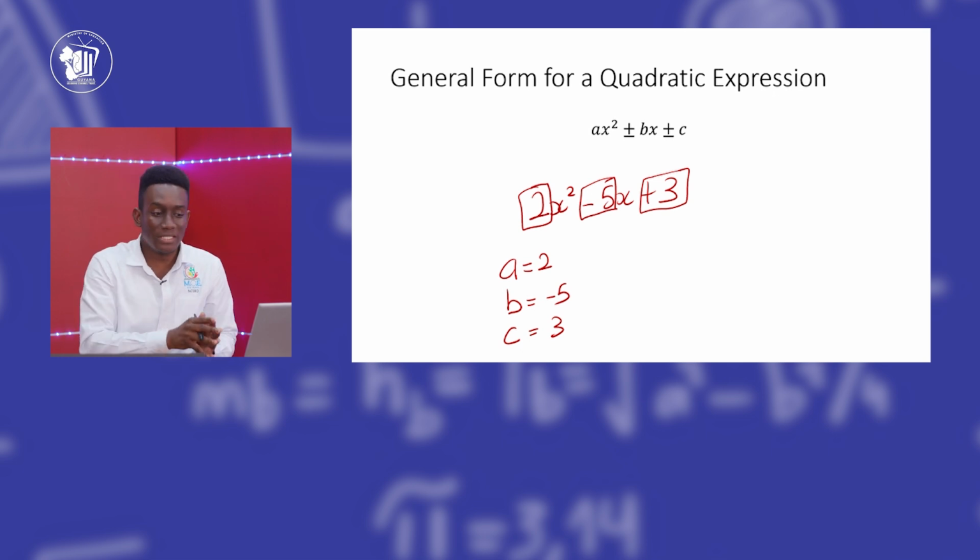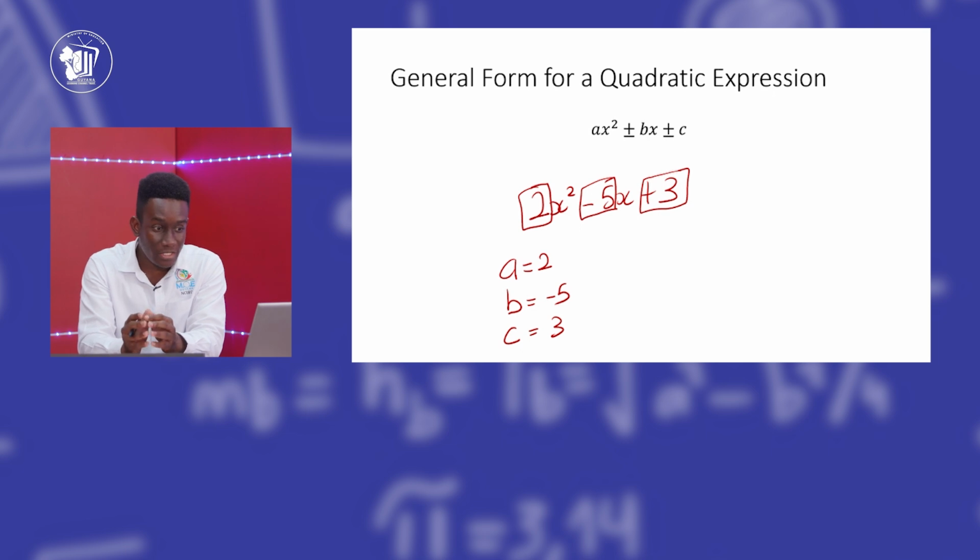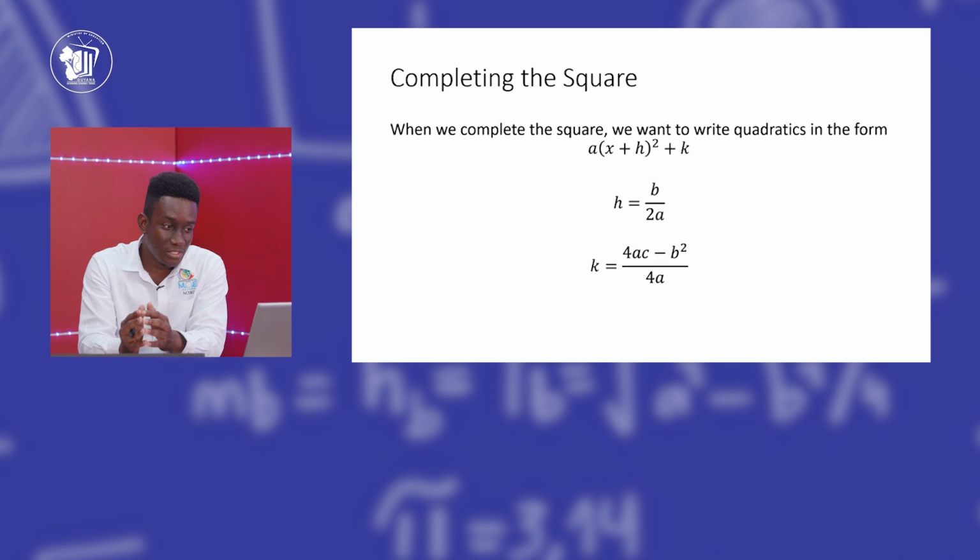So for completing the square, we want to change this general form into a form that they will ask you for. So when we complete the square, we want to write quadratics in this form that I have on screen, which is a open bracket x plus h close bracket squared plus k.